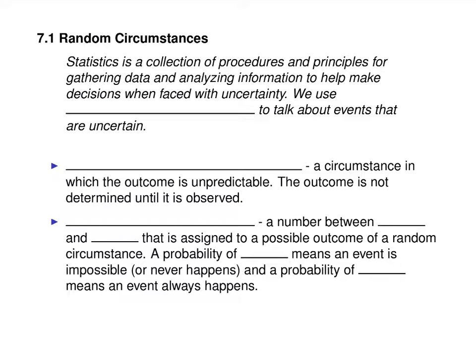Okay. So the first thing, called random circumstances. So we're talking about statistics. It's a collection of procedures and principles for gathering data and analyzing information to help make decisions when faced with uncertainty. So we're going to use probability to talk about events that are uncertain. So we're going to use probabilities. So something is called a circumstance in which the outcome is unpredictable. The outcome is not determined until it is observed. This is called a random circumstance.